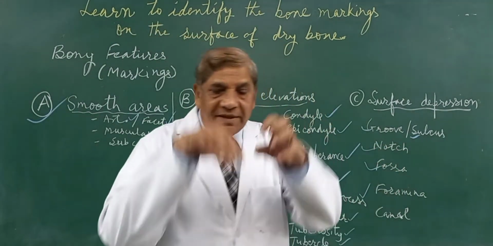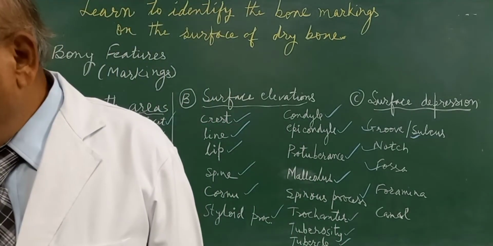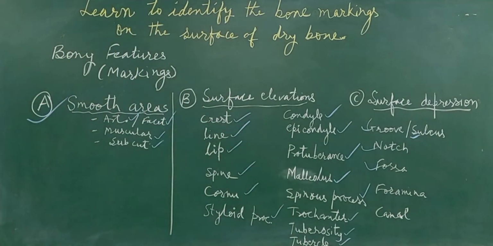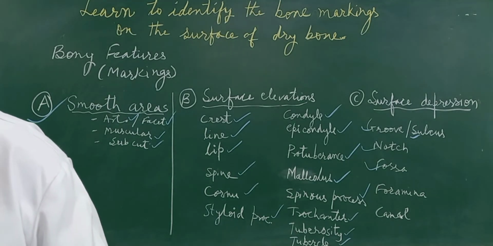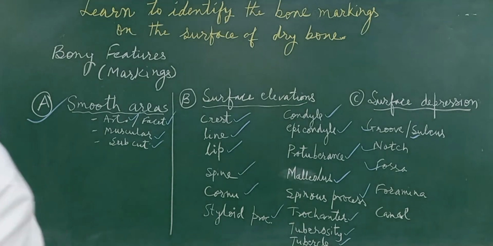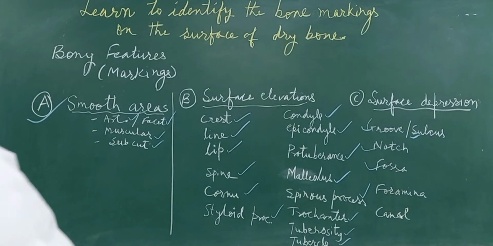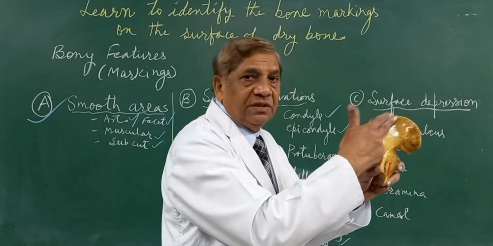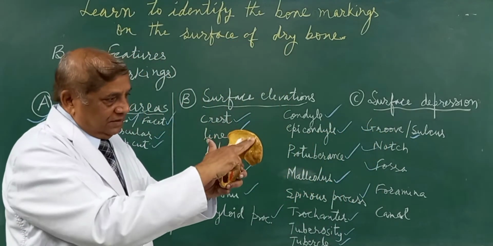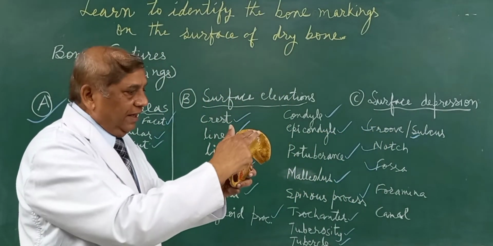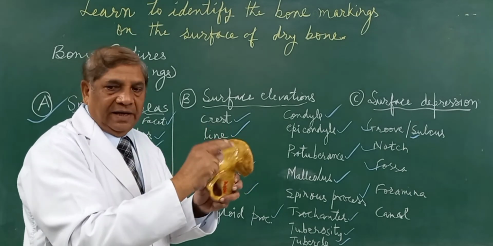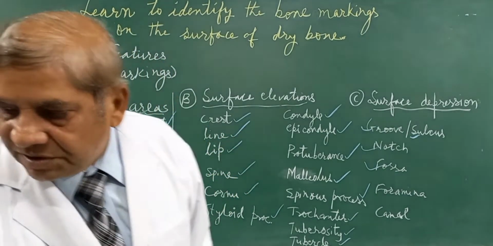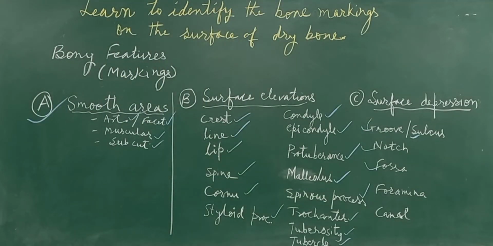Then we come to another depression called the fossa. A shallow fossa is better seen in the iliac fossa. Can you see this area of the ilium? It is showing concavity, and this is called the iliac fossa. That is a large fossa. Just a minute, I will bring a humerus and let me continue.